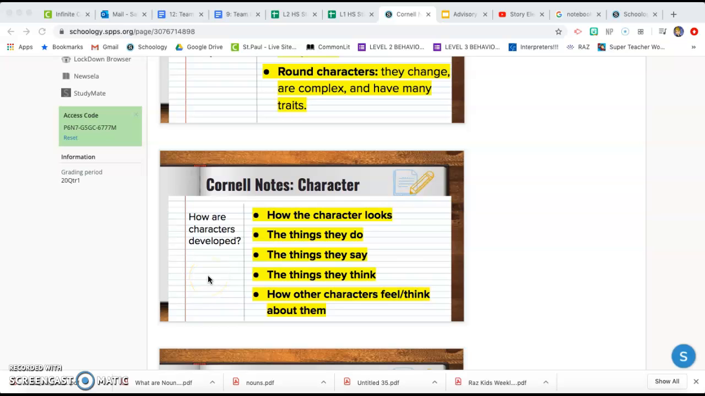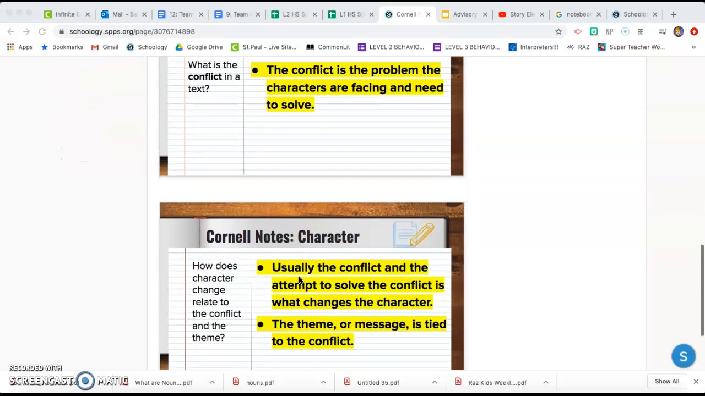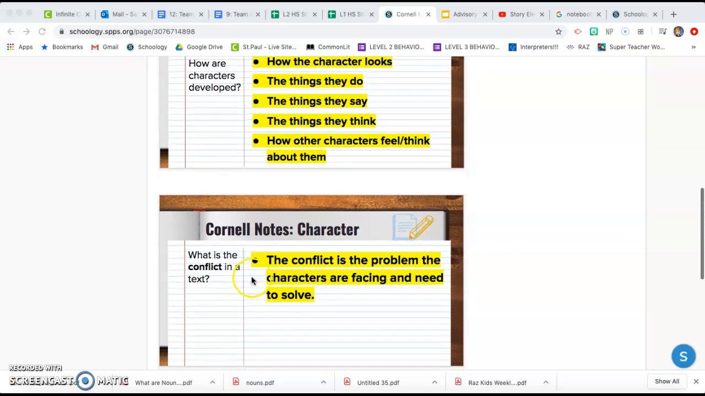Please copy these down. You can always hit pause on my video to make sure you write them. The last 2 parts we're going to talk about today are this word conflict. What is the conflict in a text? Write this question on the side. The conflict is the problem the characters are facing and need to solve.